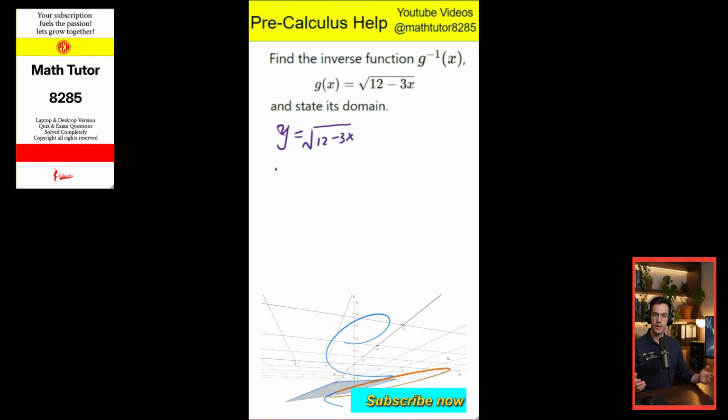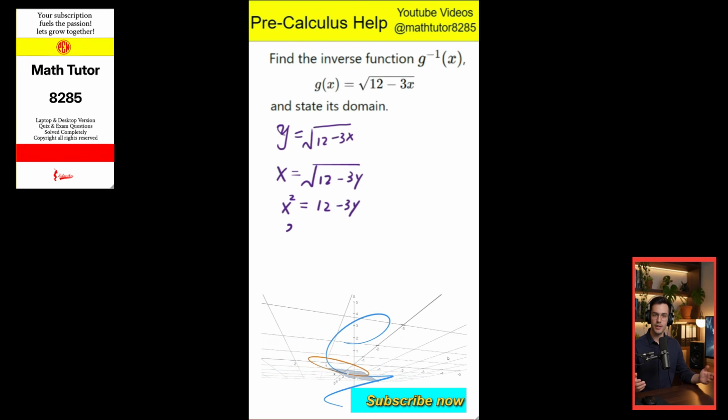Next step is to swap x and y. To find the inverse, we switch the roles of x and y, and now we say, x equals the square root of 12 minus 3 times y. Next step is to square both sides. Now we square both sides to eliminate the square root. This gives x squared equals 12 minus 3 times y.